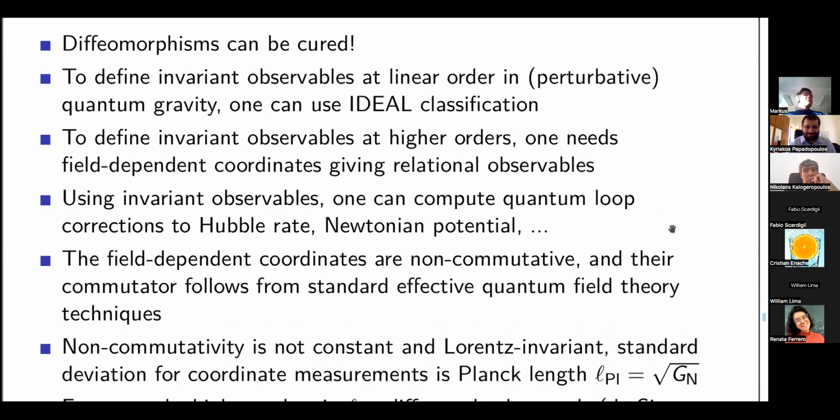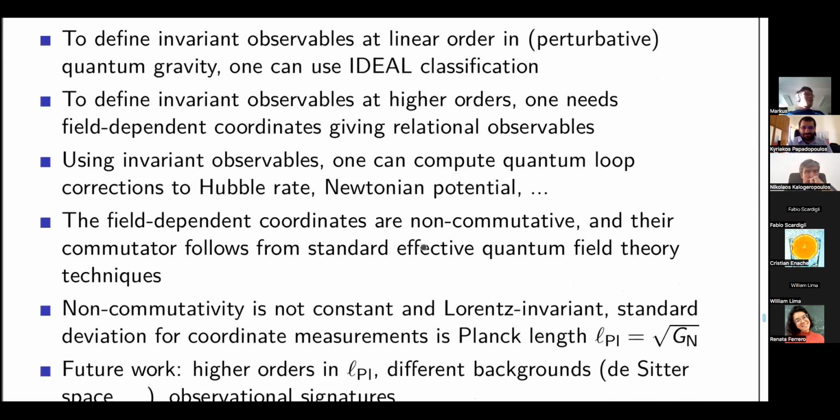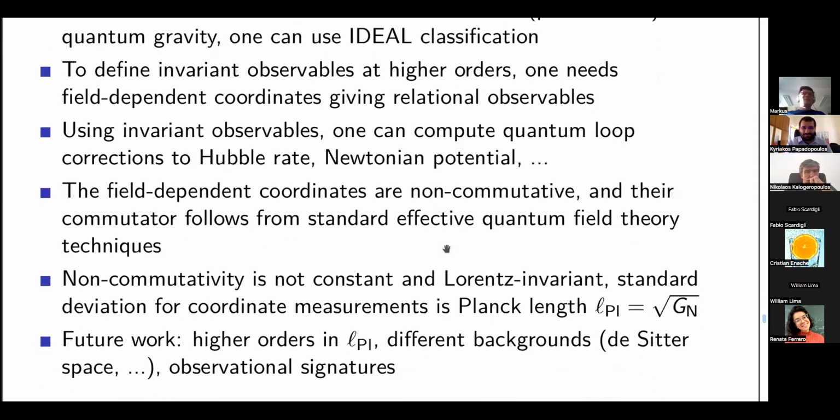Here's my conclusion. Maybe I don't need to go through this in detail. The basic conclusion is that diffeomorphisms can be cured. They're an obstruction, but with all that I told you, they can be cured. You get some nice non-commutative spacetimes. And in the future, we want to go to higher orders in the Planck length to see if that simple formula is there or if we get some other corrections.